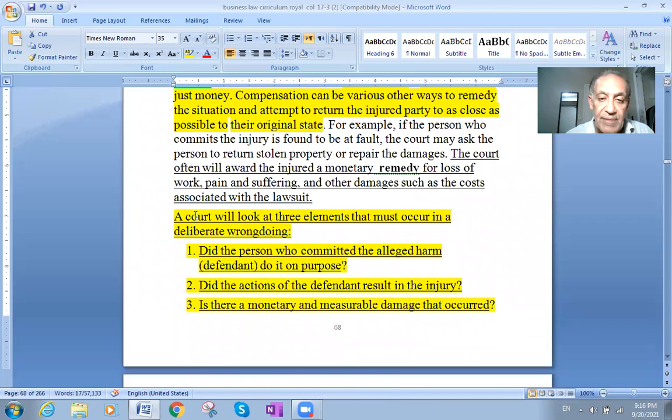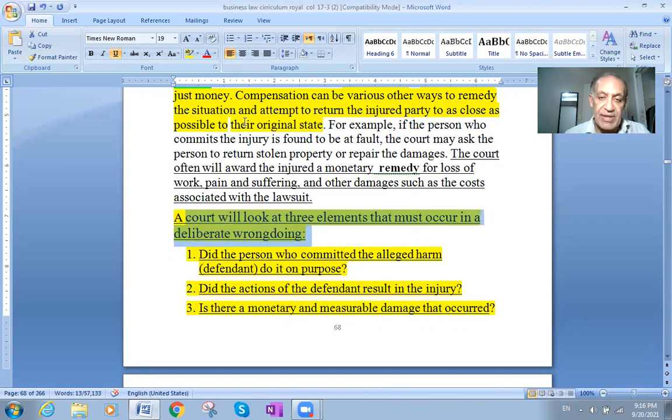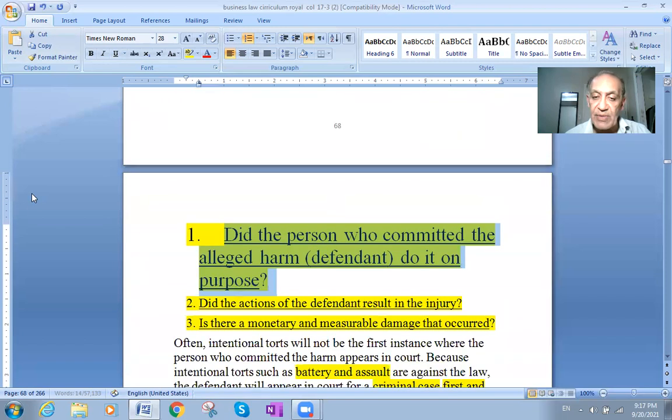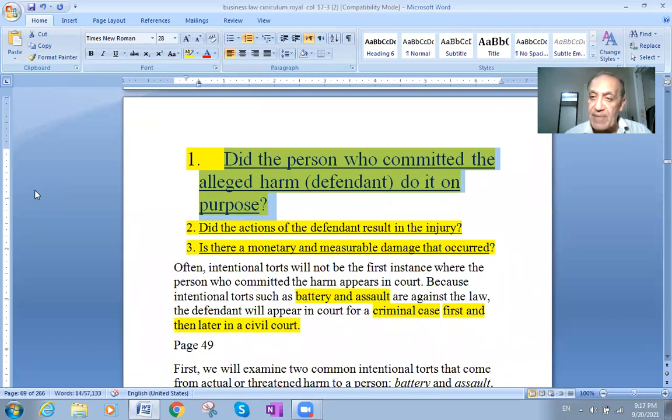The court will look at three elements that must occur in a deliberate wrongdoing. The first point: did the person who committed the alleged harm, the defendant, do it on purpose? Did I harm this person purposely, or unintentionally or by accident? As an example, I knock him by mistake and he falls on the floor. Second, did the action of the defendant result in injury? Was there any injury?